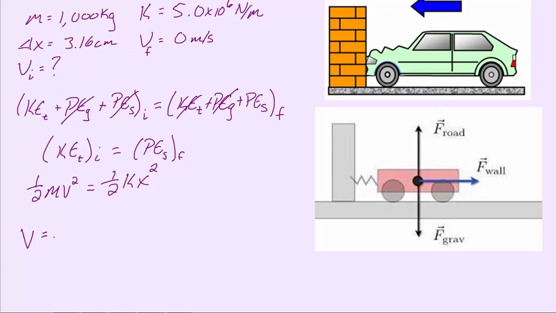So since we're trying to solve for our initial velocity, we can rearrange the equation where we get our velocity by itself, which will give us the equation that the square root of our spring constant divided by our mass, multiplied by our displacement, will be equal to our initial velocity.